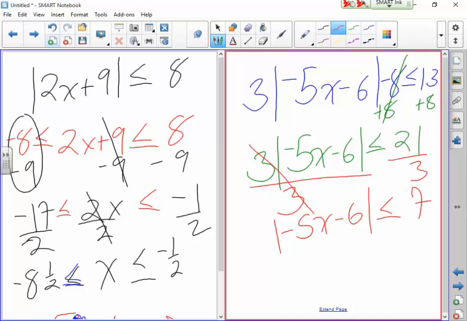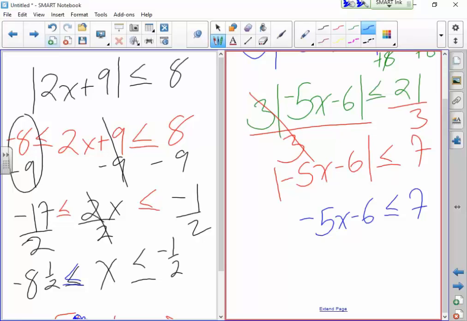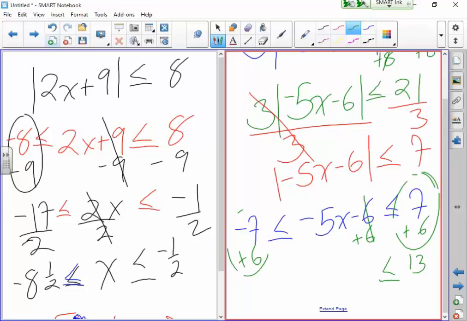Yes. Okay. Here we go. Negative 5x minus 6 is less than or equal to 7, and it's related to negative 7 on the other side. Okay. Now what do I do next? We add 6, adding 6, adding 6. It cancels out. What do I get here? 13. And over here we have negative 1.